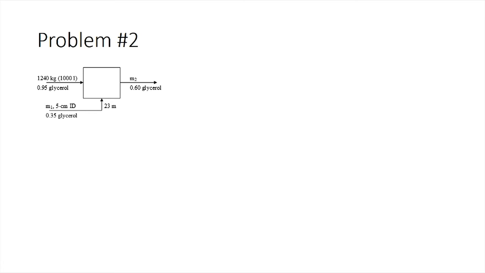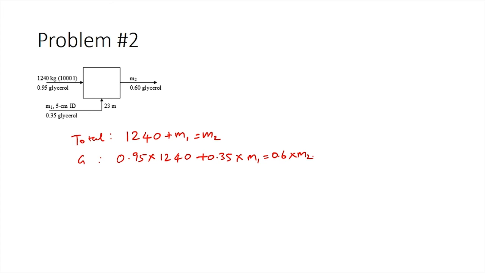Now that we have calculated the mass of the mixture which is coming in, we can perform simple material balance calculations to identify the mass of 35% glycerol which needs to be fed and the mass of 60% glycerol which will be produced. For that, we can write a total mass balance, which would be 1240 plus M1 is equal to M2. We can also write a glycerol balance, which would be 0.95 times 1240 plus 0.35 times M1 is equal to 0.6 times M2. So, you have two equations and two unknowns, and you can solve for M1 and M2. The value for M1 would be equal to 1740 kilograms and the value for M2 is equal to 2980 kilograms.